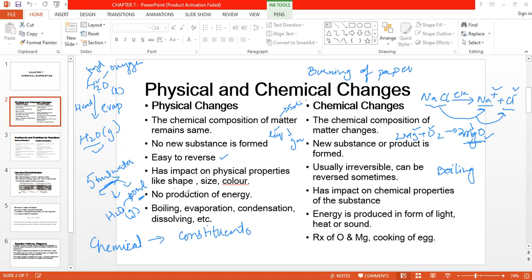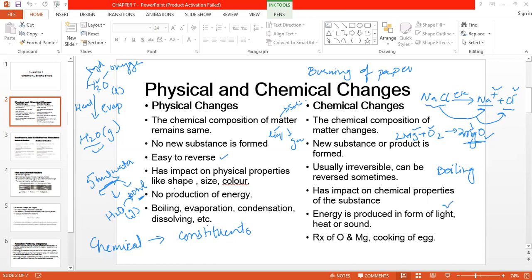So there is no production of energy as a result of a physical change. No sort of energy is produced in it. But as a result of a chemical change, there is a possibility that energy in the form of light, heat, or sound might be produced.